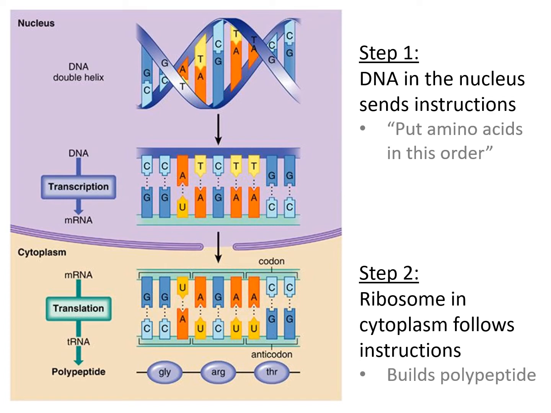Step 2 is called translation. It occurs in the cytoplasm, so it's now outside of the nucleus, and it happens only with the help of a ribosome. The ribosome reads the genetic instructions sent to it from the DNA, and it is the machine that builds polypeptides according to those blueprints.